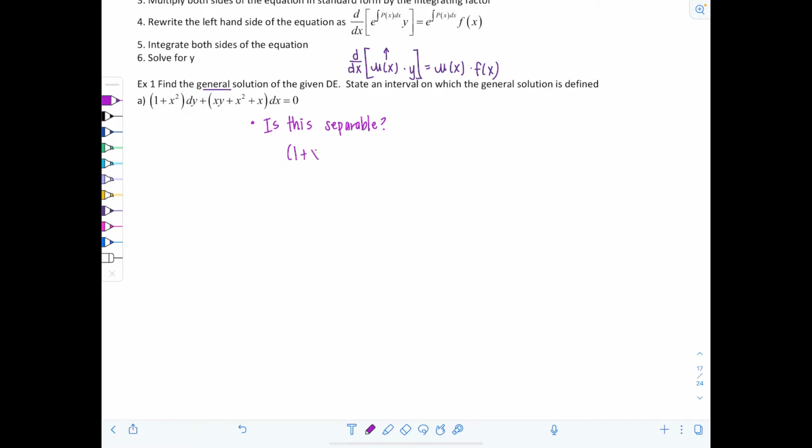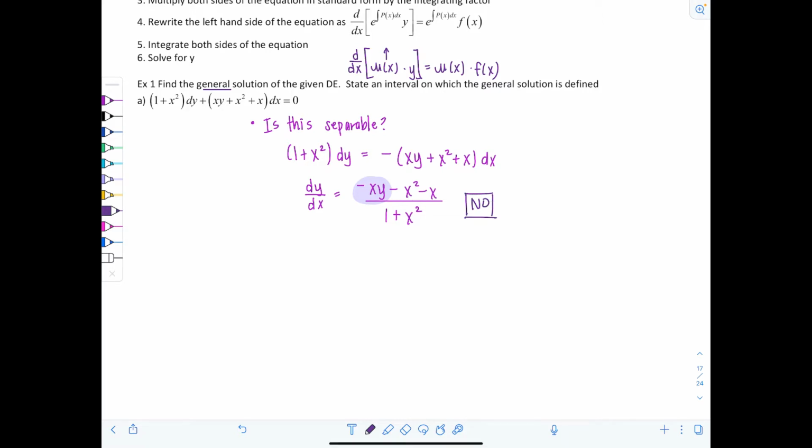So we have (1 plus x squared) dy equals negative (xy plus x squared plus x) dx. And then if I divide both sides by 1 plus x squared and dx, then I get dy dx is equal to negative xy minus x squared minus x over 1 plus x squared. So I can clearly see this is not going to be separable. Look at that. So that method of solution would not work for this differential equation.